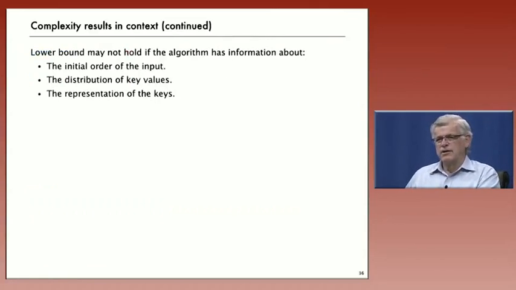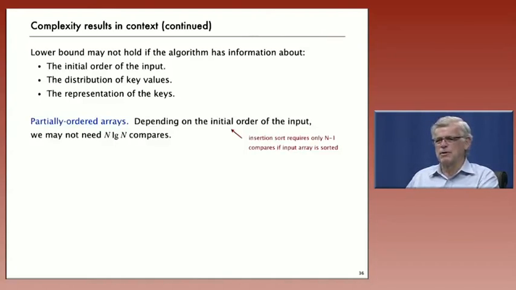The other thing is that the lower bound is for the particular model of computation being studied, in this case compares. It might not hold if the algorithm has more information about the keys. For example, if it's known that the input is almost ordered, we saw that insertion sort can be linear time for files that are almost ordered. Or if something is known about the distribution of key values. If there are a lot of equal keys, we can get it sorted faster than n log n. And maybe the way the keys are represented, we'll look at different methods that take advantage of such properties.